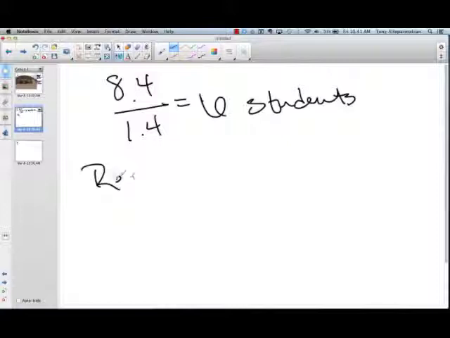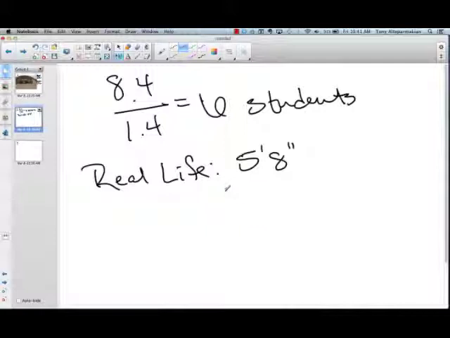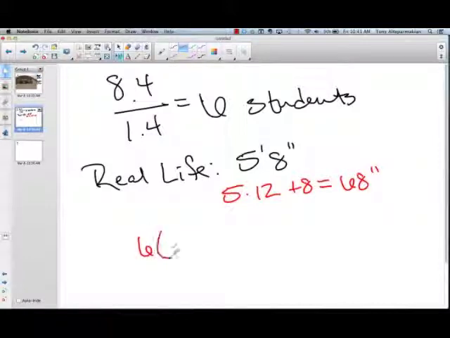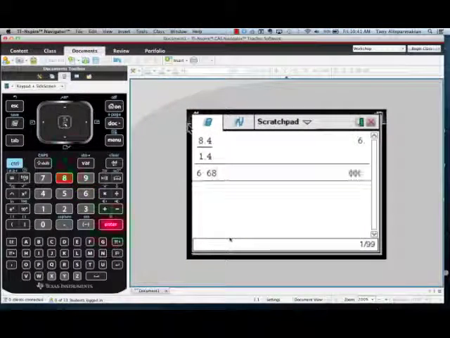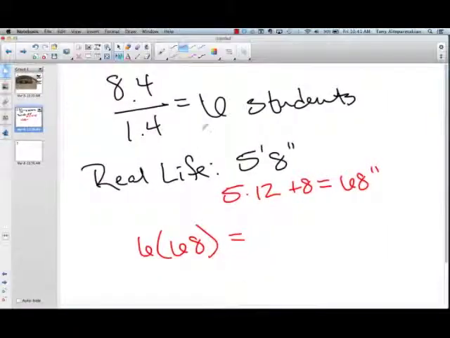Well, in real life, I know that that student is 5 foot 8 inches tall. So what I'll do is convert that all to inches. 5 feet times 12 inches in a foot plus 8 is going to be 68 inches. That person is 68 inches tall. So 6 of that student in real life, 6 times 68, is 408.